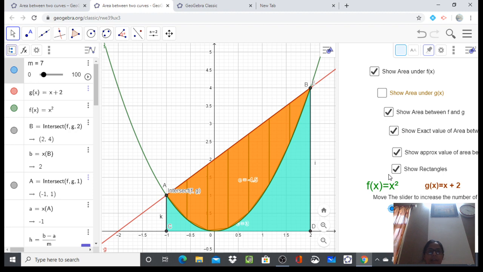You can change the value of fx and you can change the value of gx to see another graph and another area under fx, under gx, the area between f and g. This you have to explore further.